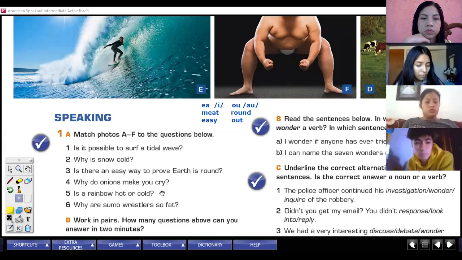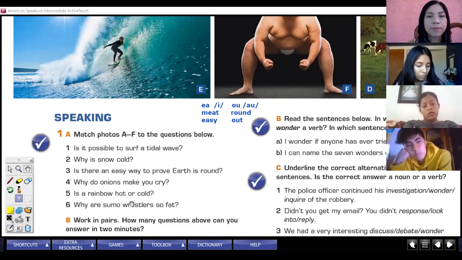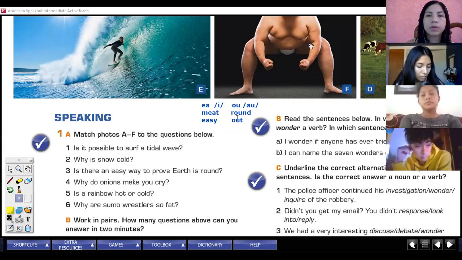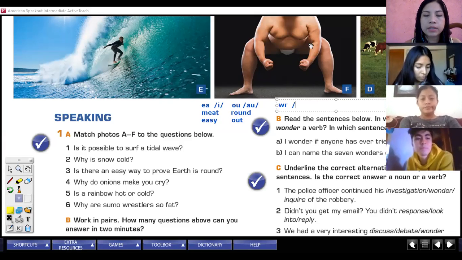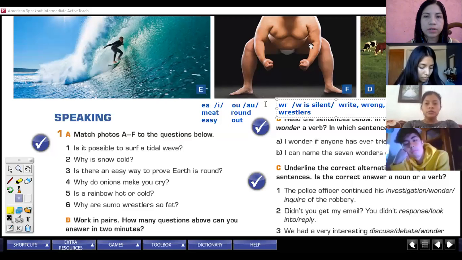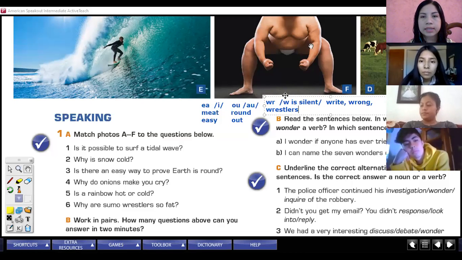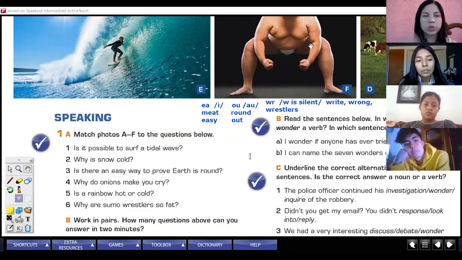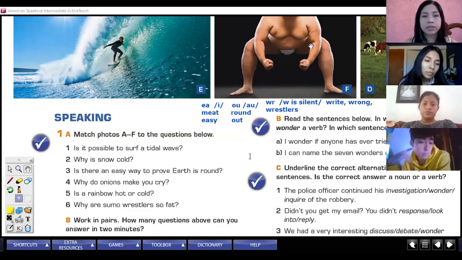Why are sumo wrestlers so fat? When you have WR, don't pronounce the W. When you have this WR, the W is silent. For example, you say right, wrong, wrestlers. Okay? But the W is silent. Can you repeat? Wrestlers. Right, wrong, wrestlers. Okay, so is the question clear? Do you understand? Why are sumo wrestlers, the fighters, so fat? Wrestler, luchador. Okay, yes?